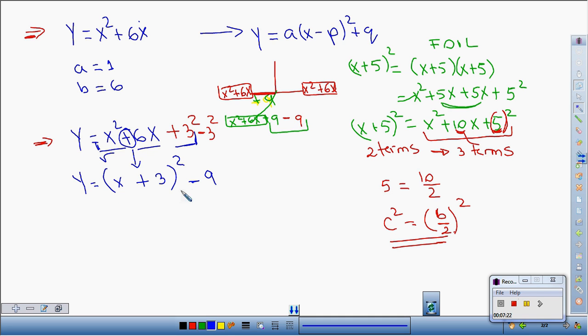And the vertex form of that function is x plus 3 squared minus 9. Now, if I look at the vertex, it will be p is negative 3 and q is negative 9.